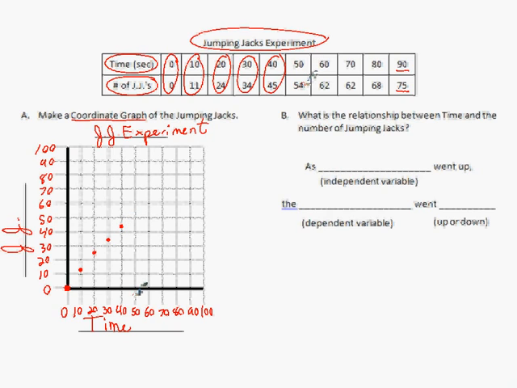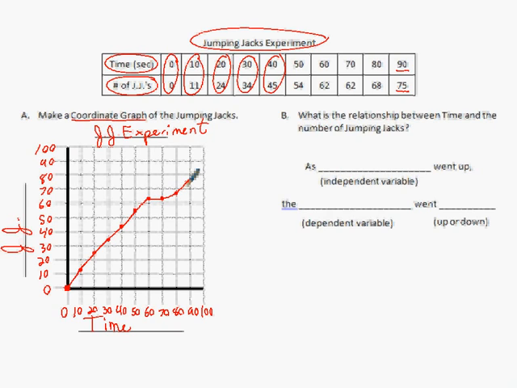50, 54. 60, 62. 70, 62, 80, 68, and 90, 75. Now, one last thing. Connect the dots with line segments, and then you have a full-blown coordinate graph.